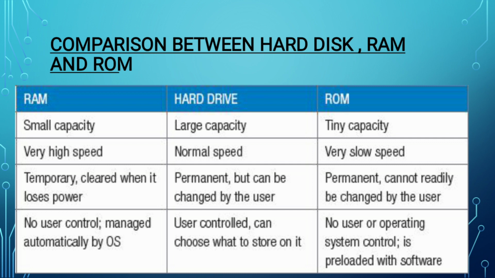Hard drive has large capacity, it has normal speed, it is permanent and can be changed by the user, it is user controlled, it can choose what to store on it. ROM has tiny capacity, it has very low speed, it is permanent but cannot be changed by the user. No user or operating system control, it is preloaded with the software.